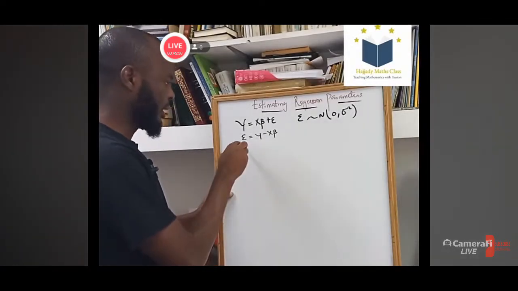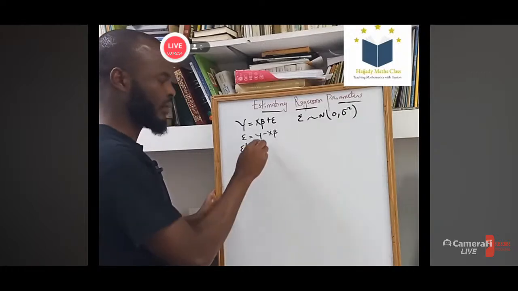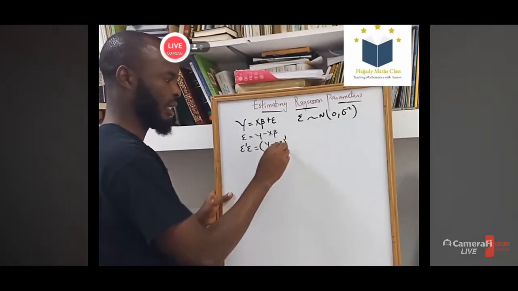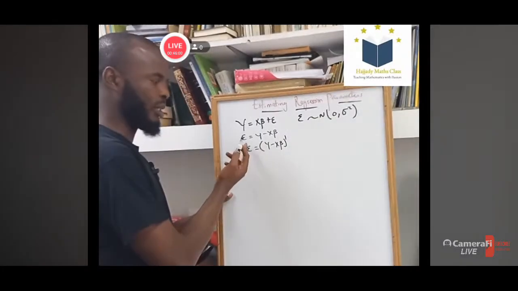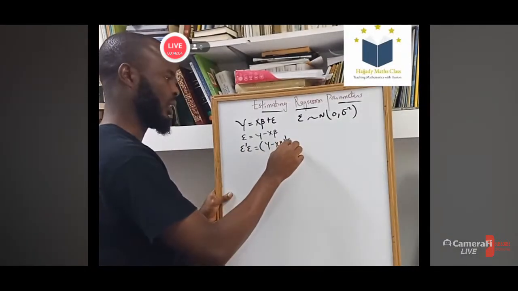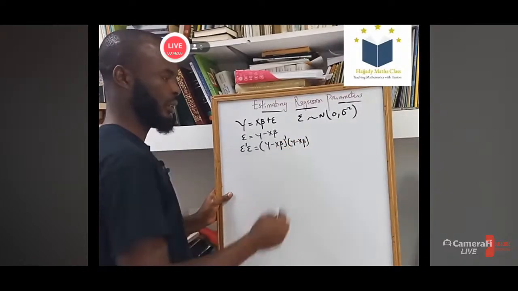So with this, our epsilon prime epsilon is the same thing as having y minus x beta prime, which stands for the epsilon prime of transpose. Either way, let me call it the transpose. Y minus this.